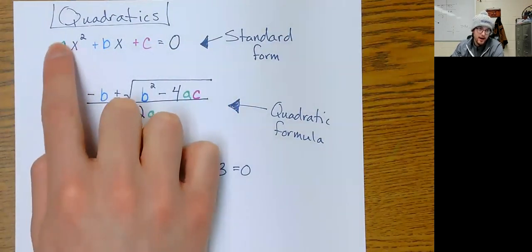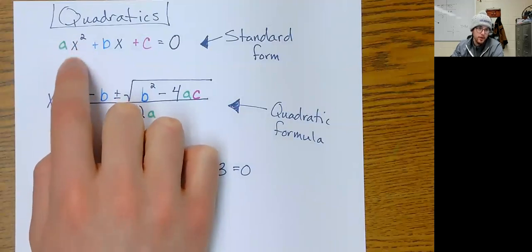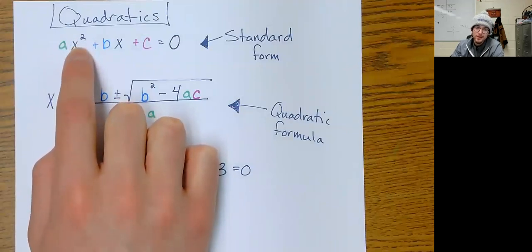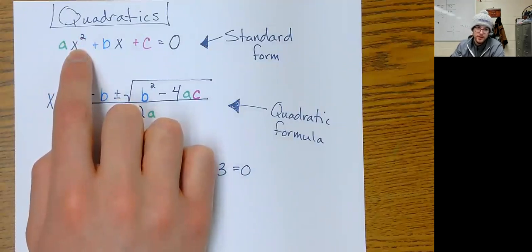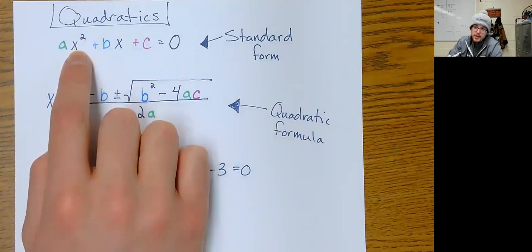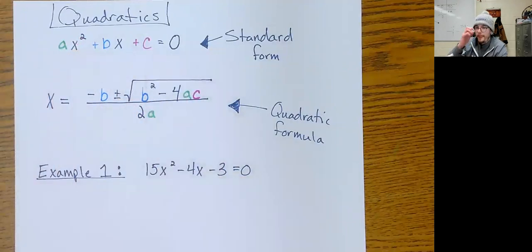Now, if there is not a visible number in front of x squared, then a is equal to 1, or negative 1 if it's negative x squared. So 1 is kind of invisible. It's insinuated. If there's not a number there, it's 1, because 1 times x squared is x squared, and we're just going to write x squared. Anyways, moving on. Let's just get straight into the examples of how to use the quadratic formula to solve.